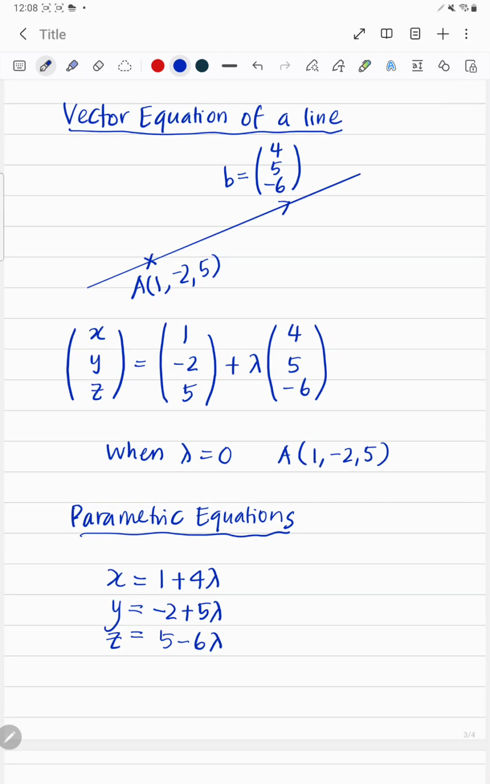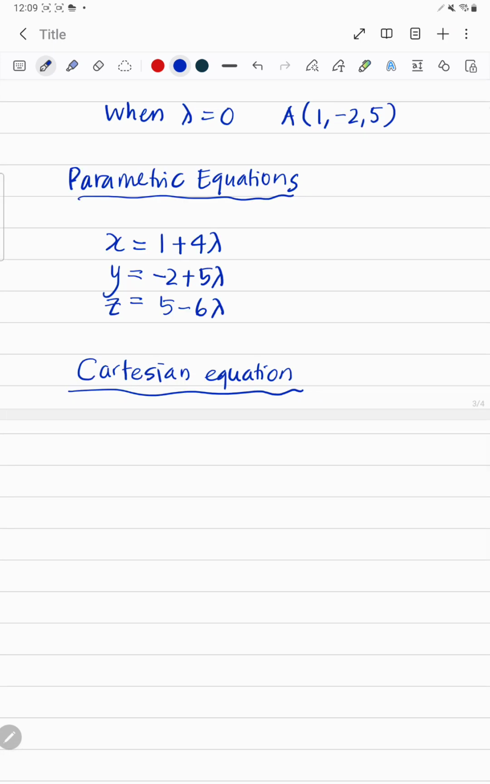So far we have seen parametric equations of a line and also the vector equation of a line. And the last form is what we call the Cartesian equation of a line. So in Cartesian equation of a line, we make lambda the subject of the formula for each coordinate x, y, and z. So for example, if I have x equals to 1 plus 4 lambda, if I want to make lambda the subject of the formula, it would be x minus 1 over 4, which is lambda.